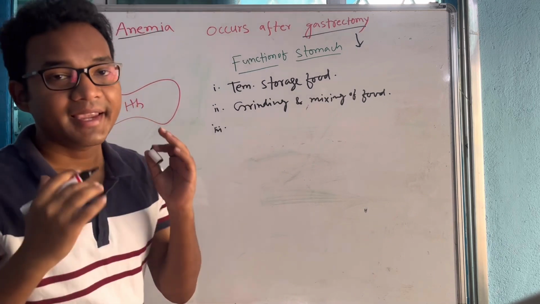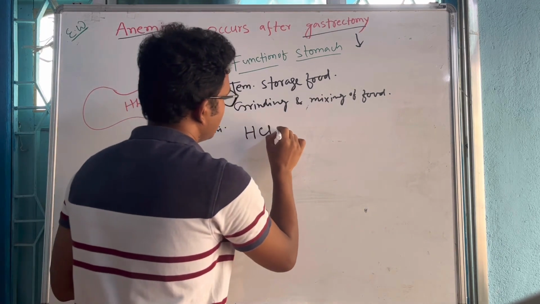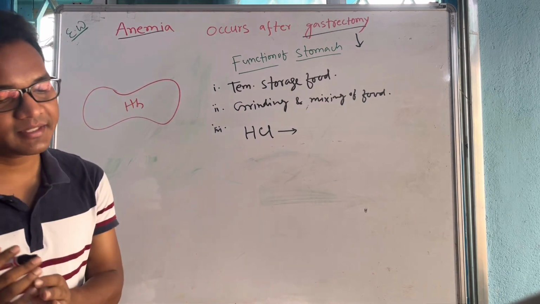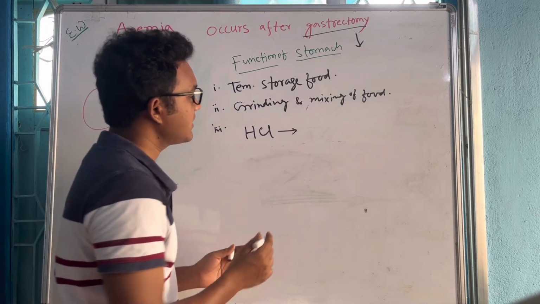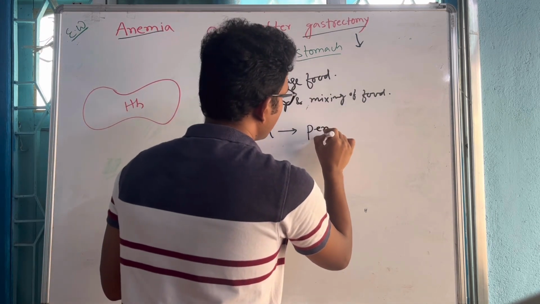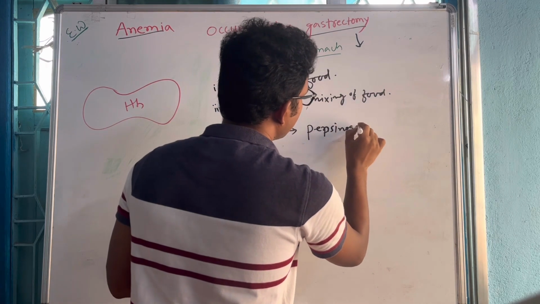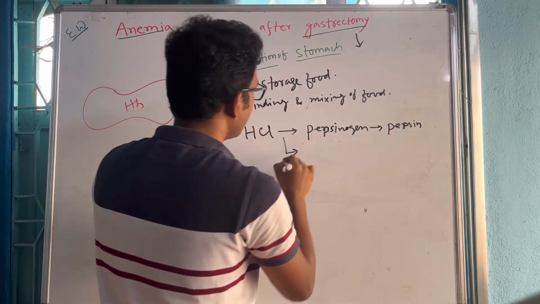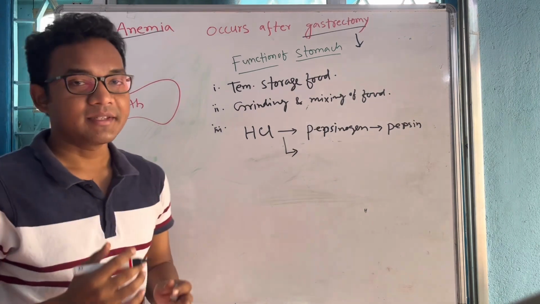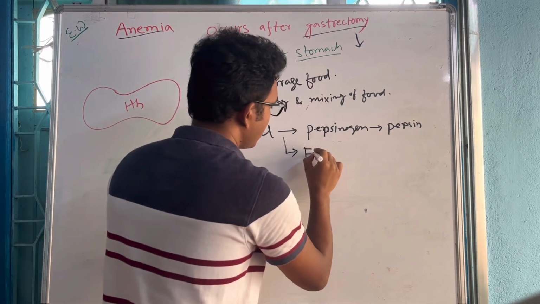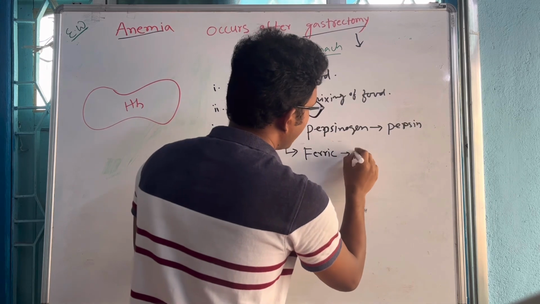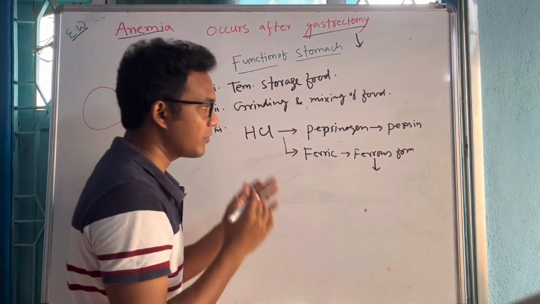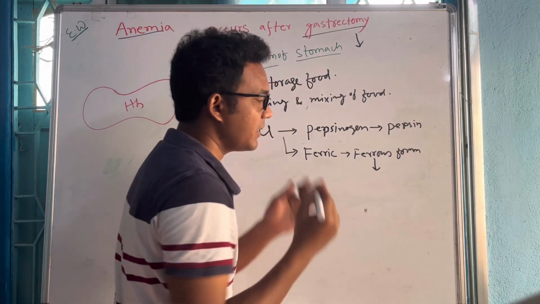Third function, HCl secretion. The HCl is secreted from the parietal cells of the stomach, and this HCl has some functions. This HCl helps to convert pepsinogen to pepsin. Another function: some HCl also converts the ferric form to the ferrous form of iron, and this ferrous form is absorbed in the intestine.